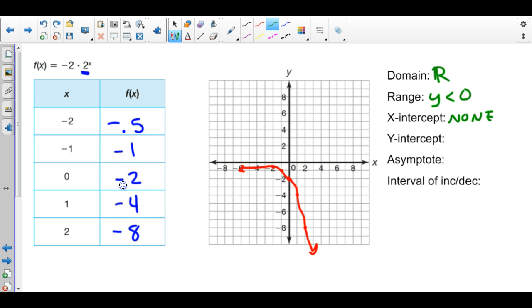My y-intercept in this case is where the x value is 0, so my y value is negative 2. And notice how that relates back to the equation of this first value. That's going to be your y-intercept. Your asymptote will again be at y equals 0, and then notice that, again, we're reading the graph left to right, and it looks like your y values keep decreasing over time. So we're going to say decreasing on entire domain.